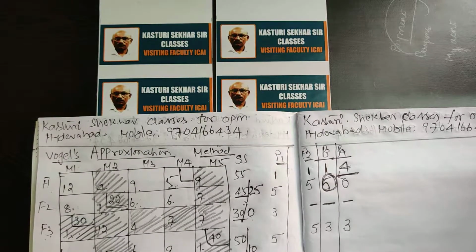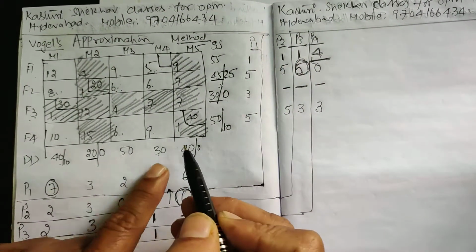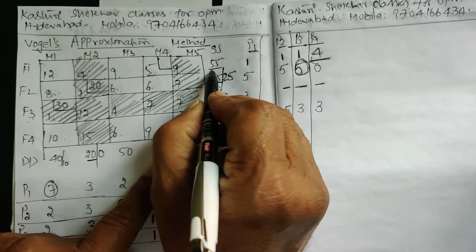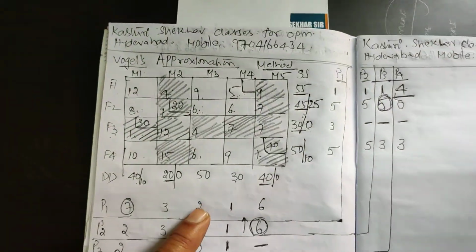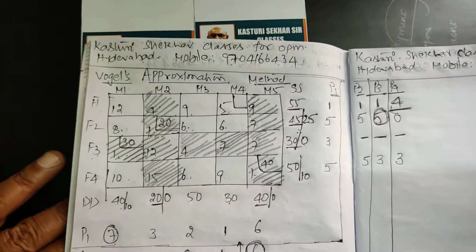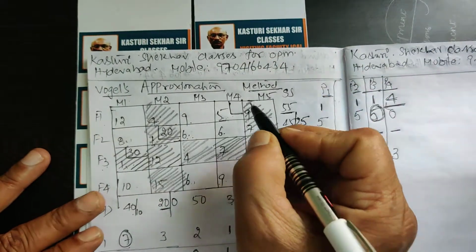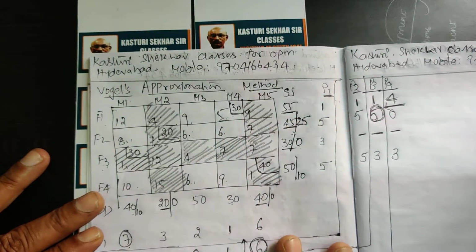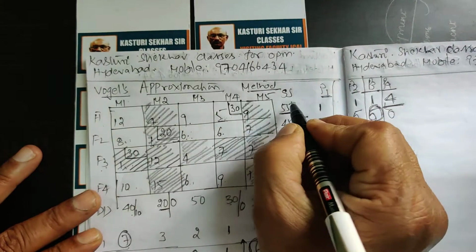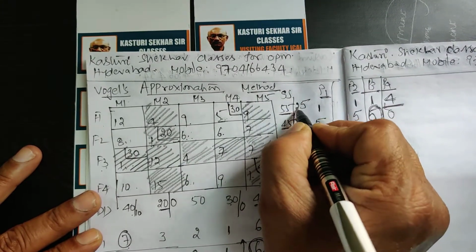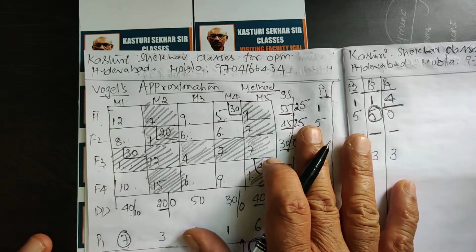Market 4 requirement is 30 units. Factory 1 availability is 55. Therefore, 30 units are supplied. Requirement reduced to 0. Availability is 25.